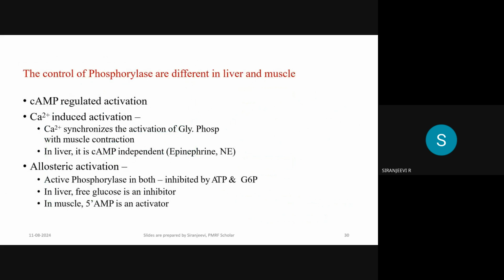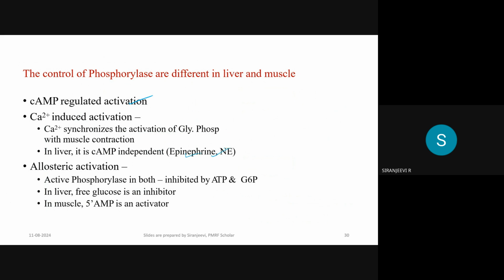So the control of phosphorylase is different in liver and muscle. In muscle, cyclic AMP regulates the activation of the enzyme, and calcium (Ca2+) induces the activation of glycogen phosphorylase. In liver, activation is independent of calcium and occurs through cyclic AMP because of epinephrine as well as norepinephrine.